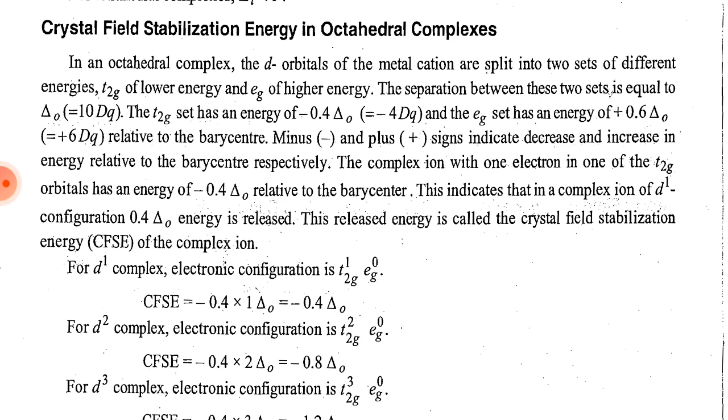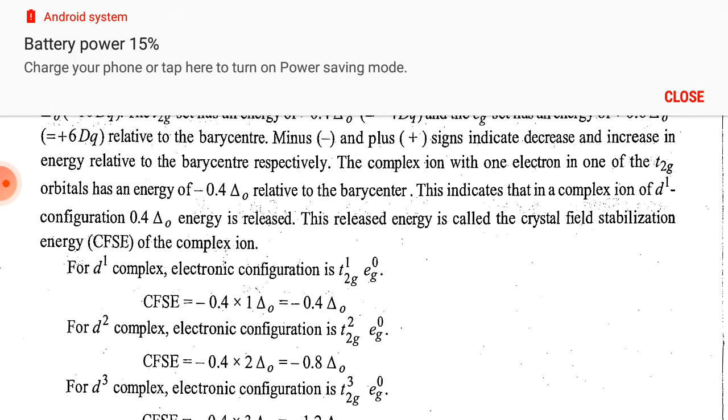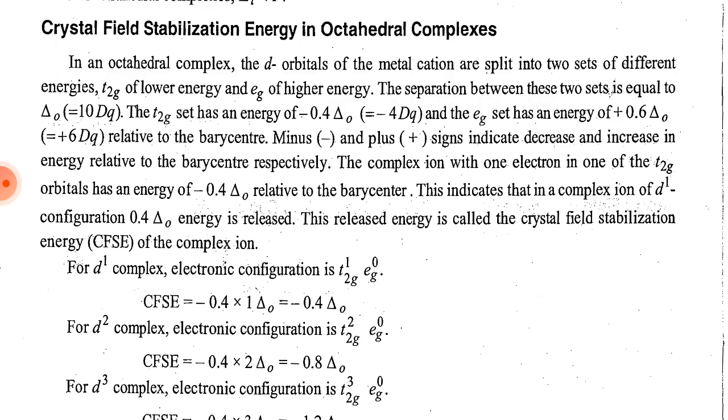The t2g set has an energy of minus 0.4 delta 0, equal to minus 4 Dq, and the eg set has an energy of plus 0.6 delta 0, equal to plus 6 Dq, relative to the barycenter. Minus and plus signs indicate a decrease and an increase in energy relative to the barycenter respectively.